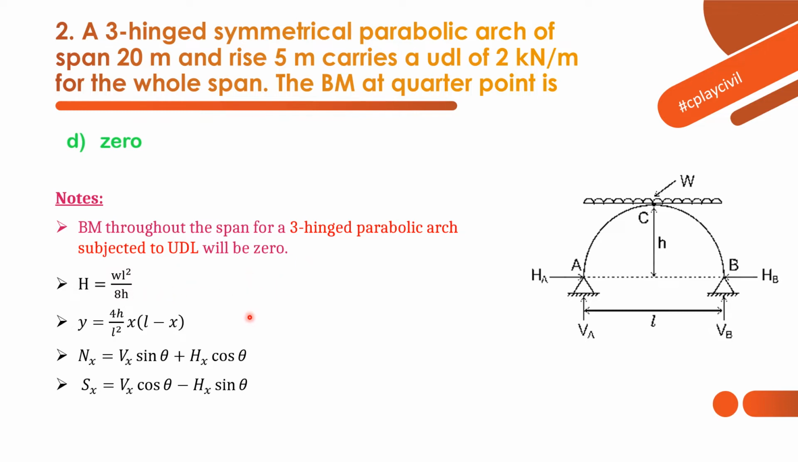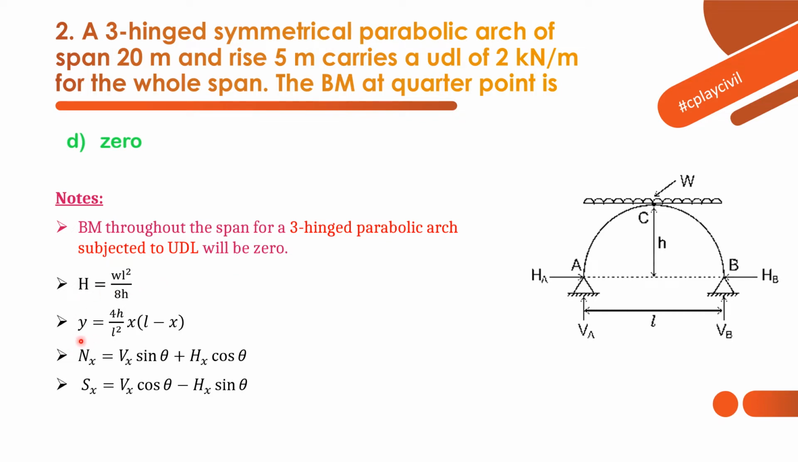Now we shall see other formulas. H is equal to WL square by 8h. What is H here? H is the horizontal reaction. Horizontal reaction is given by WL square by 8h, where W is the UDL over the whole span. UDL is acting over the whole span, then we can use this horizontal reaction equation, H is equal to WL square by 8h. If the load is over half the portion or any other kind of load, then we have to analyze in a different way. But in case of a three-hinged parabolic arch subjected to UDL over the whole span, we can use this set of formulas.